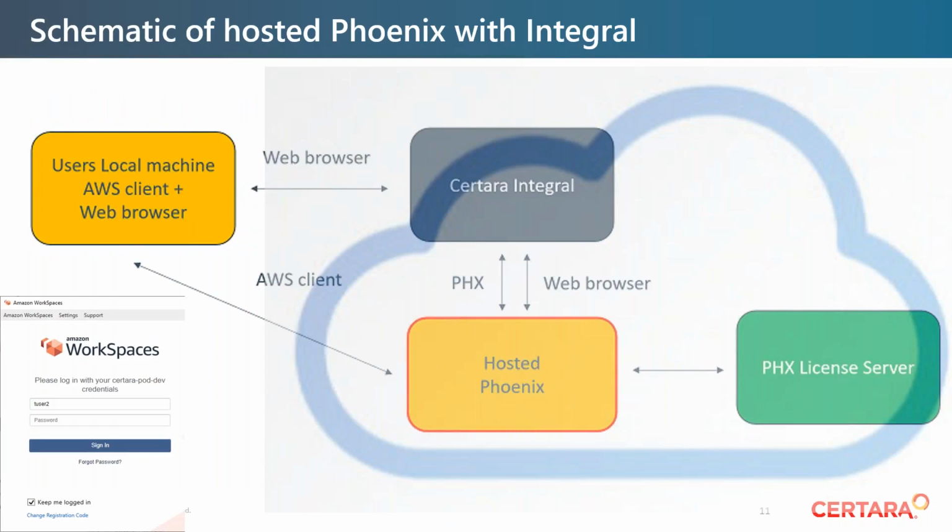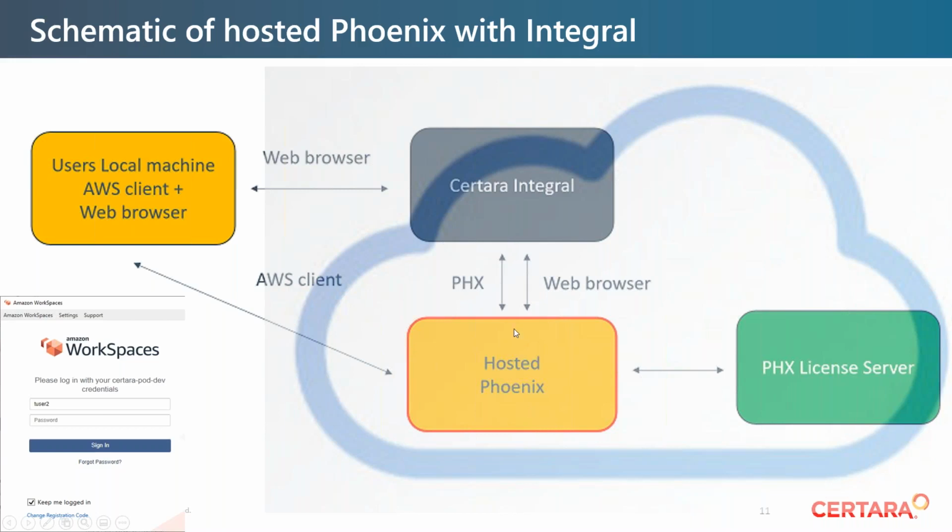So roughly speaking, this is what a schematic might look like, a very basic one. You've got your local machine with the AWS client and obviously a web browser. And the web browser is just a quick way to get to Integral if you want. When you want to do some work on hosted Phoenix, you start with your AWS client. There you would then open up Phoenix, which is on the web, hence the cloud symbol behind.